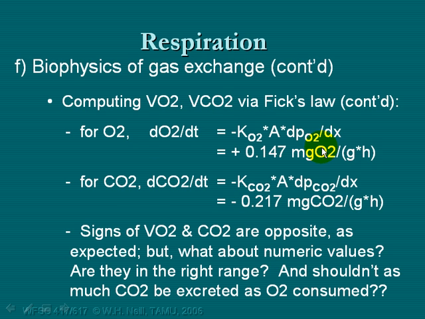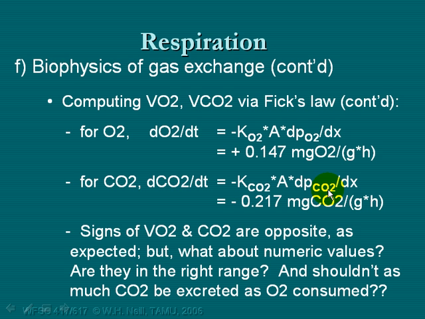And so those go in here as dPO2 and dPCO2. And when I get all done with the calculation using those values, I end up with dO2/dt is plus 0.147 milligrams of oxygen per gram of body weight per hour. If you think back to the results of the lab that you just did for ecofish, that's in the range. It's 0.2 of a milligram or less.